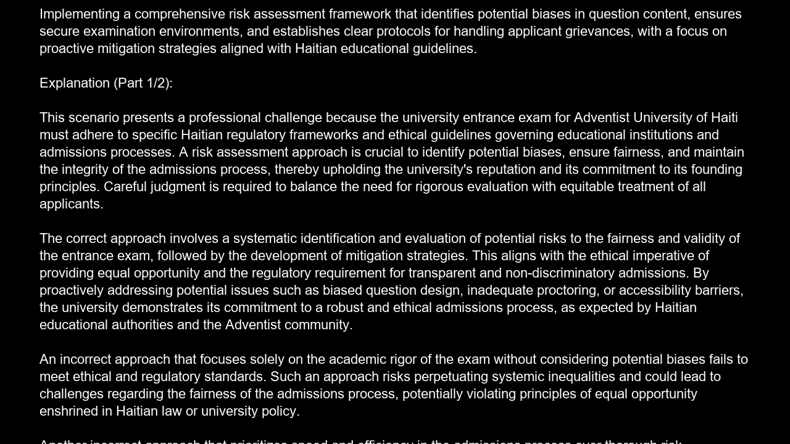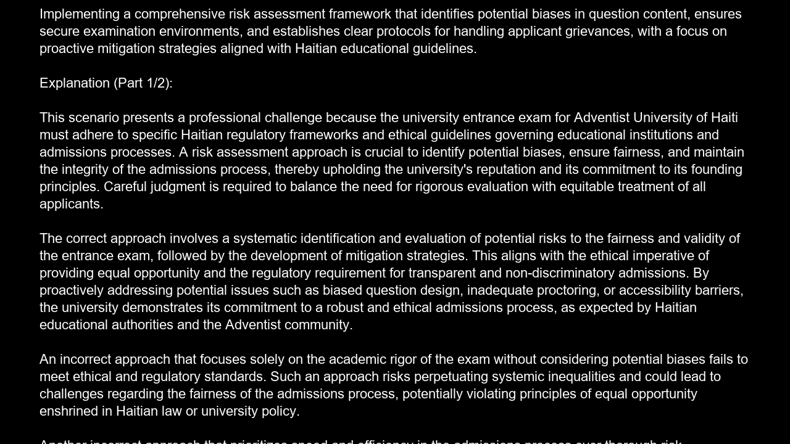The correct approach involves a systematic identification and evaluation of potential risks to the fairness and validity of the entrance exam, followed by the development of mitigation strategies. This aligns with the ethical imperative of providing equal opportunity and the regulatory requirement for transparent and non-discriminatory admissions. By proactively addressing potential issues such as biased question design, inadequate proctoring, or accessibility barriers, the university demonstrates its commitment to a robust and ethical admissions process, as expected by Haitian educational authorities and the Adventist community.